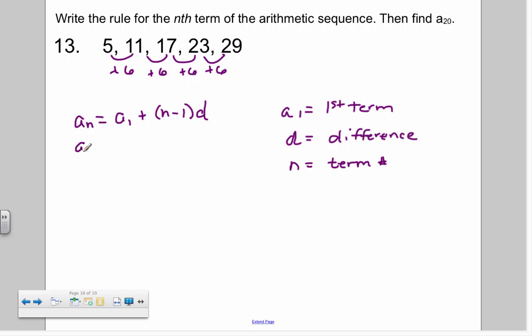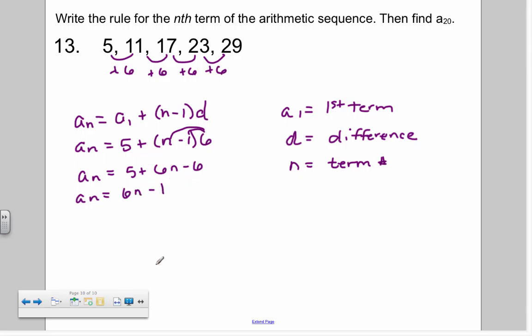So I'm going to go ahead and plug in my first term, which is 5, and what I know my difference is, 6. Remember, I'm writing a general rule for this particular sequence, so I want to have n still as a variable. So now I'm going to go ahead and distribute this 6. I'm going to get a sub n equals 5 plus 6n minus 6. And I'm going to combine like terms. My like terms here are going to be 5 and -6. So it's going to be 6n minus 1. So there's my general rule.